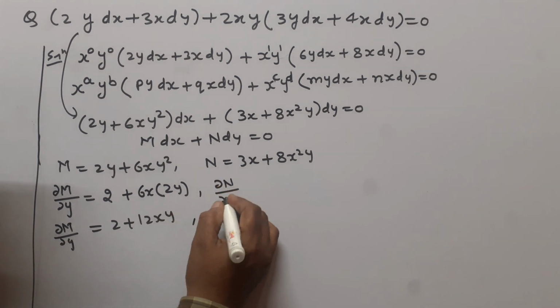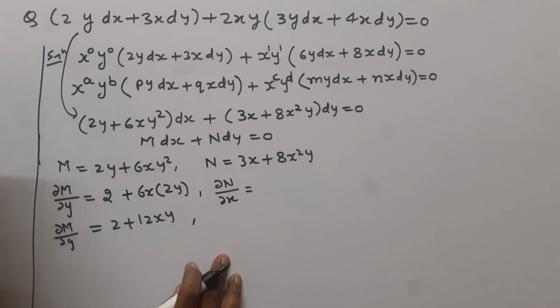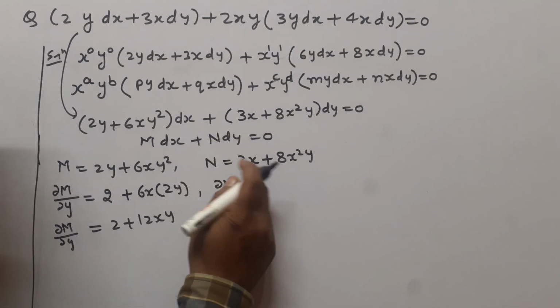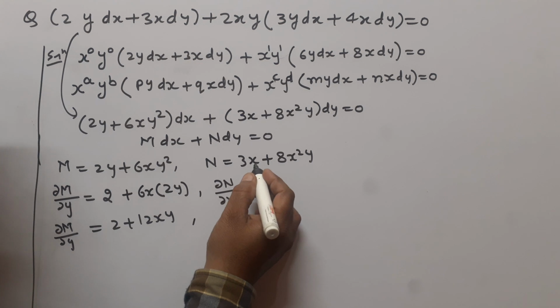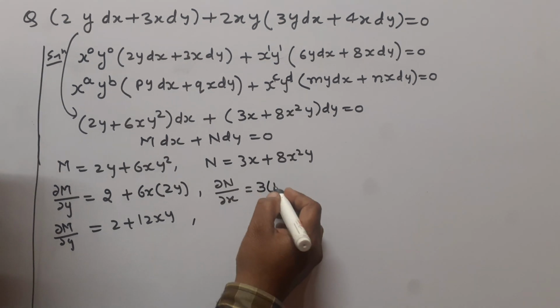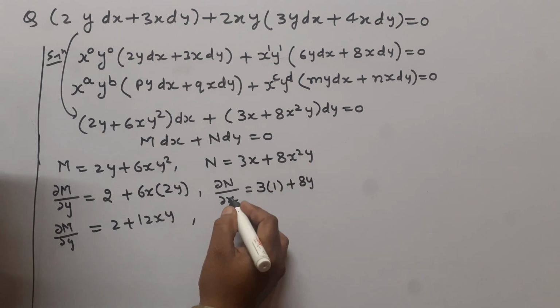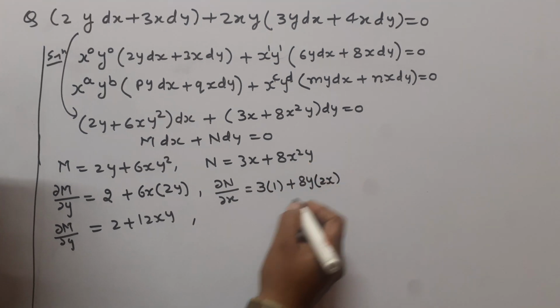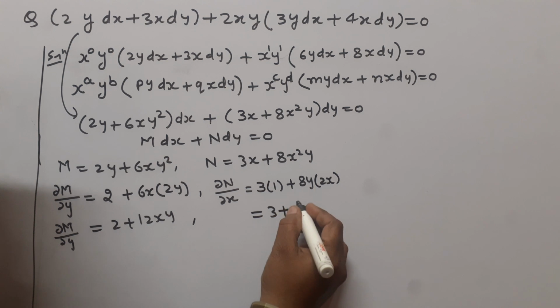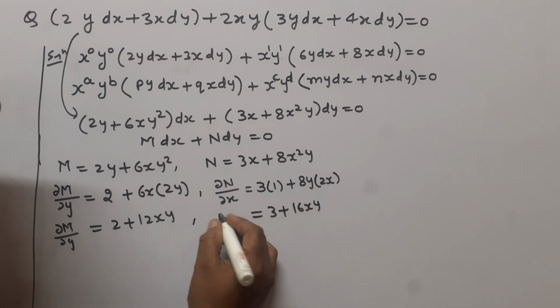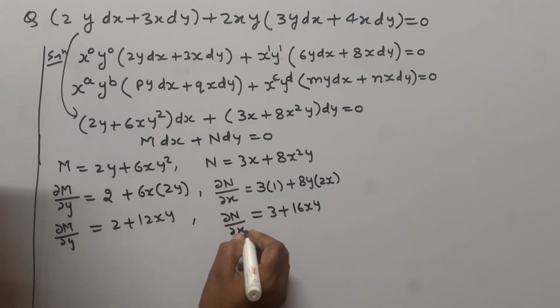Now we differentiate N partially with respect to x. When we differentiate 3x, 3 is constant and differentiation of x with respect to x is 1. And here 8y is constant and differentiation of x² with respect to x is 2x. So this can be written as 3 plus 16xy. So this is ∂N/∂x.